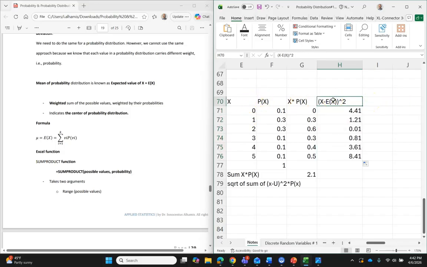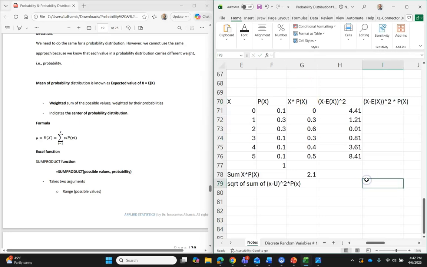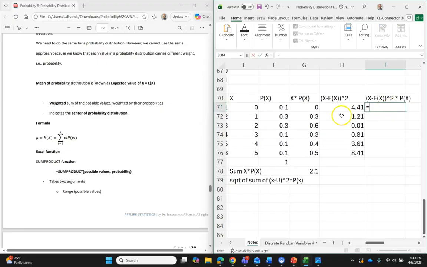So we'll take this, let me copy, paste it here, and this one, let me expand here, will be times probability of x, the corresponding probability of x. Put equal sign, click on this one, times probability of x, and enter. So since we're going to do all this with their corresponding probabilities, it will be much easier for us to drop this down.